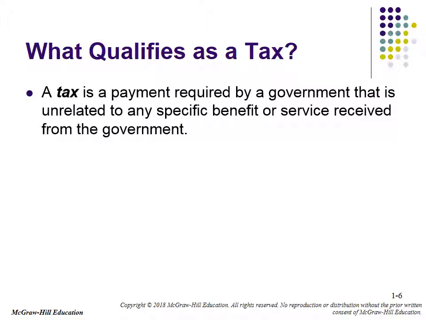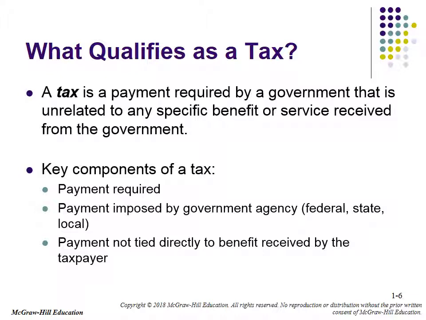Key components in calculating a tax and part of a tax: the payment required, the payment imposed by the government agency, whether it be federal, state, or local, and the payment is not tied directly to benefit received by the taxpayer. So those are the components of a tax. You got to pay it. It's imposed by the government, and there's no direct benefit you will receive.